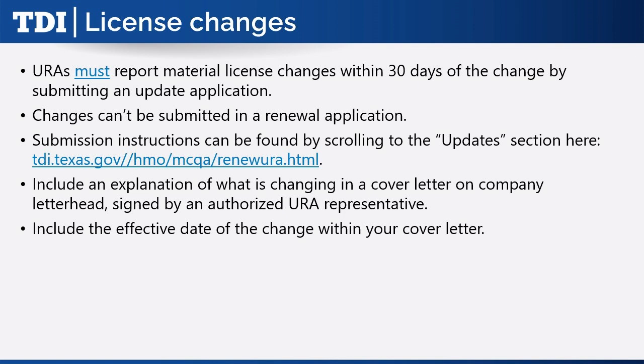TIC Section 4201107 requires a URA to report material changes to its license within 30 days of effective date of the change by completing an update application. Changes cannot be submitted in a renewal application. Submission instructions can be found on our webpage by scrolling to the Updates section at the link on the screen.